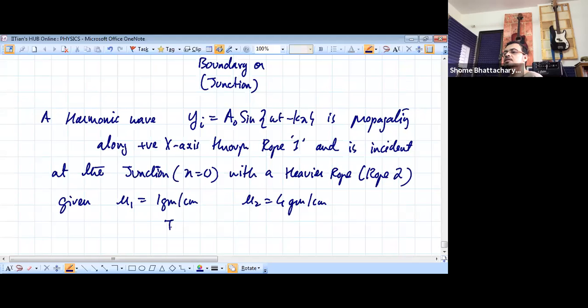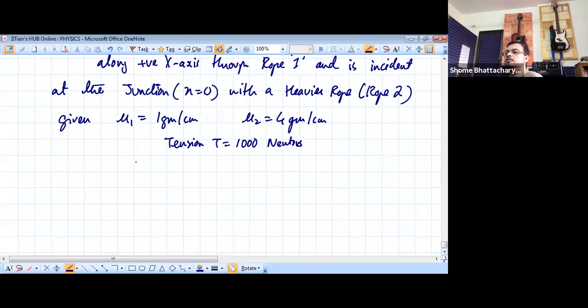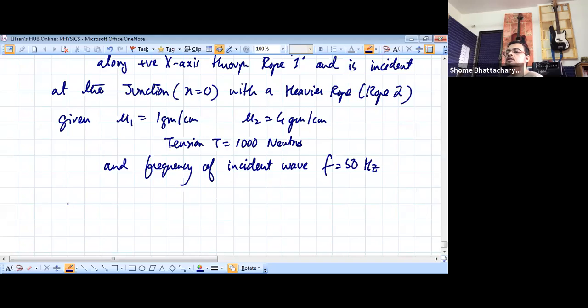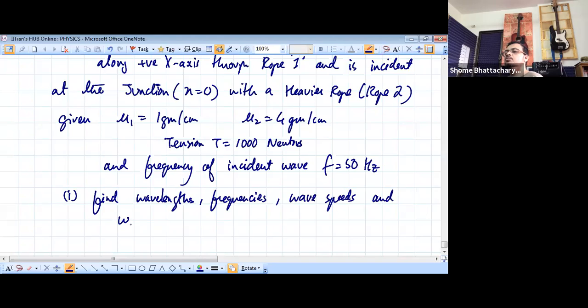The combination of ropes has a uniform tension equal to 1000 newtons, and the frequency of the incident wave is 50 hertz. So first thing is find out the wavelengths, frequencies, wave speeds, and omega and k, that is angular wave number and angular frequency for the incident wave, reflected wave, and transmitted wave.